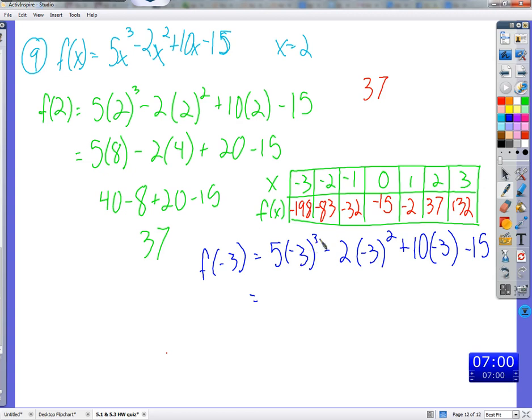Negative 3 to the third. What's negative 3 to the third? Negative 27. So 5 times negative 27. What's negative 3 squared? Positive 9. Because when we square something, we're multiplying it by itself. Negative 3 times negative 3 is positive 9. Minus 2 times positive 9. Plus, this should be minus 30. Minus 15. Minus 18.